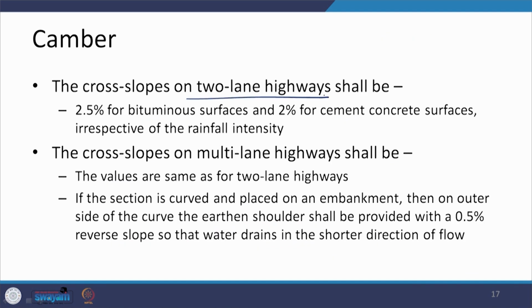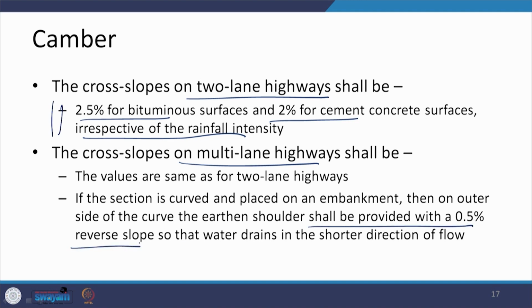Now, if you have a 2-lane highway, then there is an IRC guideline separately for the 2-lane highways, which says that we should provide 2.5% for the bituminous surfaces and 2% for the cement concrete surfaces, but here it is not talking about the rainfall intensity. When you are talking about a multi-lane highway like a 4-lane or a 6-lane highway, the values are the same, 2.5% and 2%, and if the section is curved and it is being placed on an embankment, then on the outer side of the curve, the earthen shoulder shall be provided with 0.5% reverse slope, so that the water drains in the shorter direction of flow.